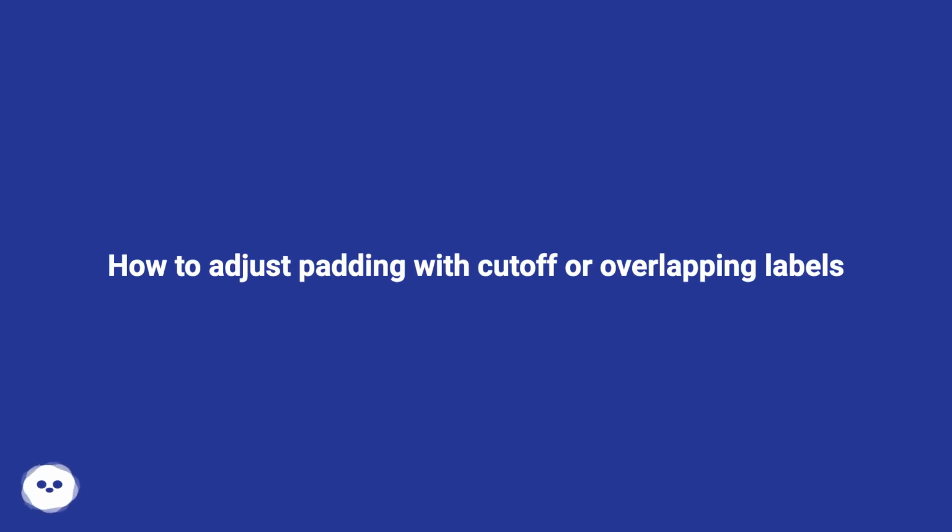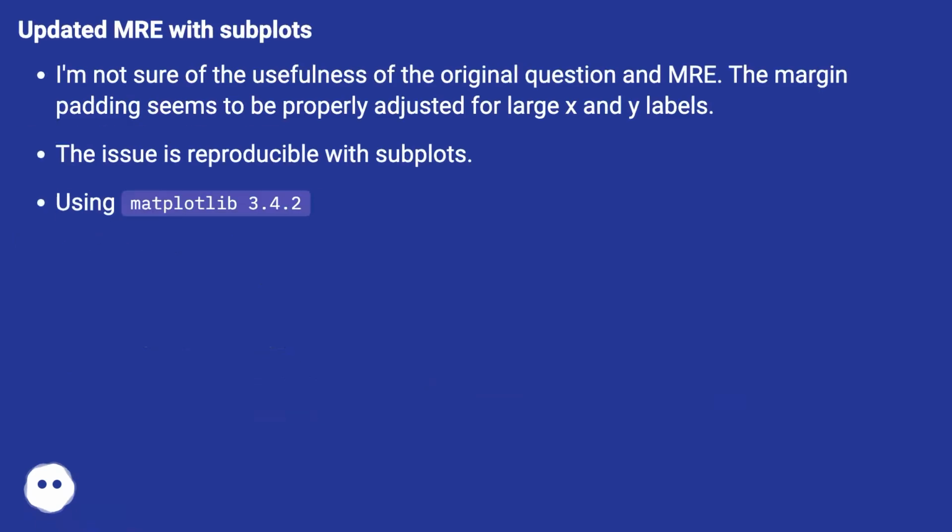How to adjust padding with cutoff or overlapping labels. Updated MRE with subplots. I'm not sure of the usefulness of the original question and MRE. The margin padding seems to be properly adjusted for large X and Y labels. The issue is reproducible with subplots. Using matplotlib 3.4.2.